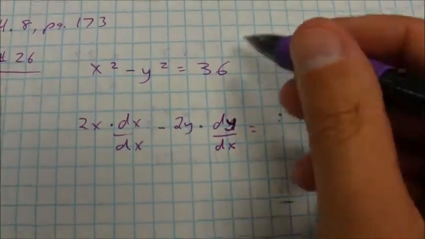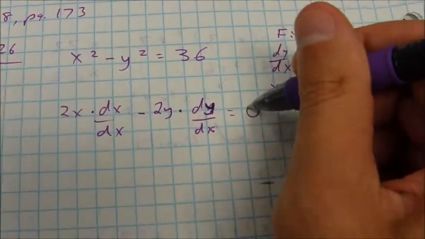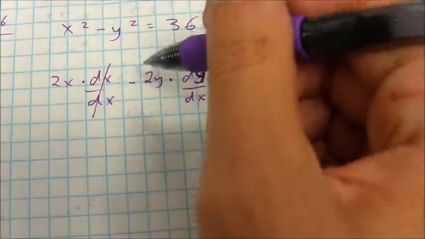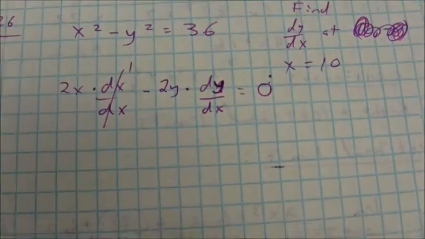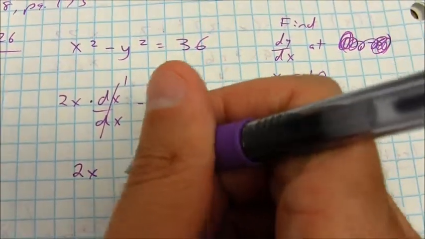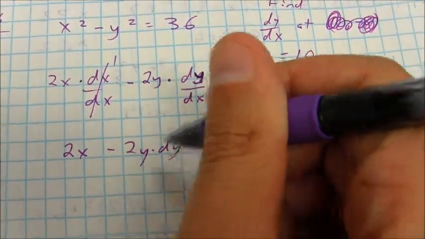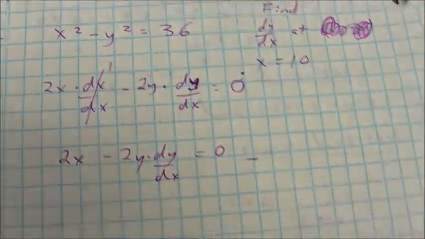And be careful here. The derivative of a constant is just equal to 0, and that seems to be something that people miss pretty often. dx/dx is the same thing as 1. 2x times 1, of course, is just 2x. So I have 2x minus 2y times dy/dx equals 0.